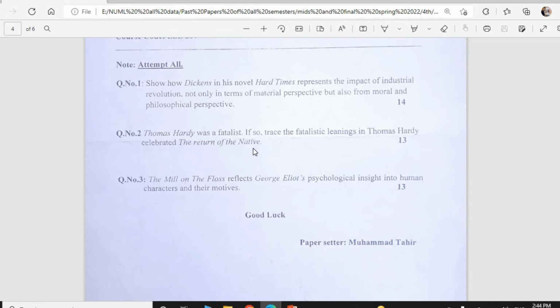So I emphasize you to go through the text, right? In your answer, give some textual evidence, dialogues, quotations from the text that make your answer very attractive and sound knowledgeable, right?